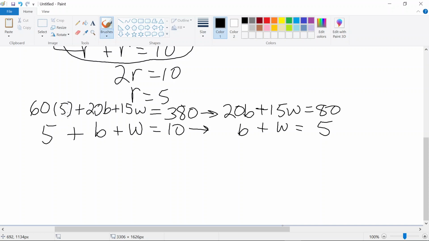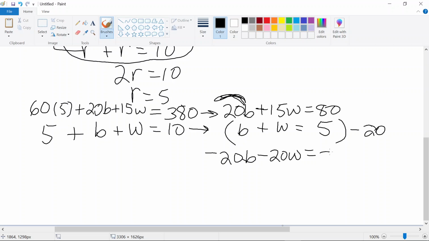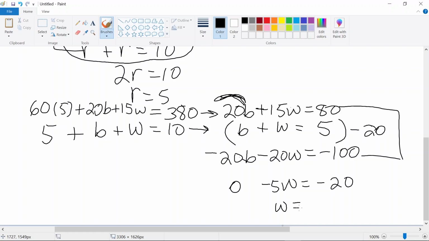So now I've got to do something to get rid of one of these variables. I'll multiply this by negative 20. Negative 20 times B is negative 20B. I did that because I saw I wanted it to cancel with that B, so I'd get rid of the B's. Negative 20 times W is negative 20W. Negative 20 times 5 is negative 100. And now I'm adding these two equations. 20B minus 20B, 0. 15W minus 20W is minus 5W. 80 minus 100 is minus 20. Solve for W. Minus 20 divided by minus 5 is 4. W equals 4.